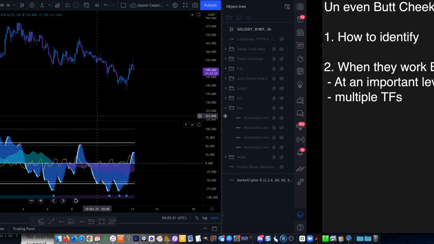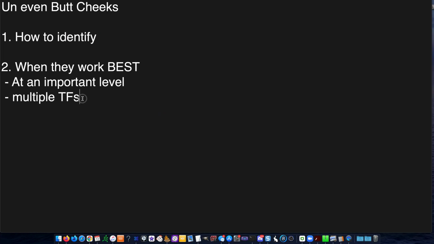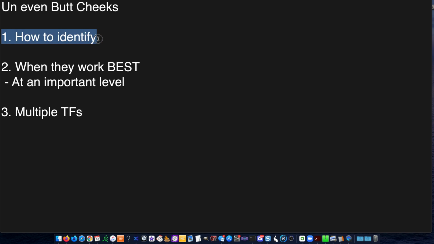We're going to be walking you through the uneven butt cheeks trading strategy. We're really going to break this down into 3 parts, okay? And I'm just going to type this out. First of all, how to identify uneven butt cheeks, when they work best, and how to use multiple time frames to gauge the power of a move.